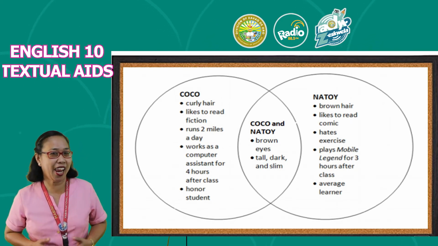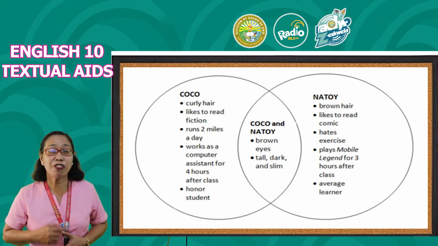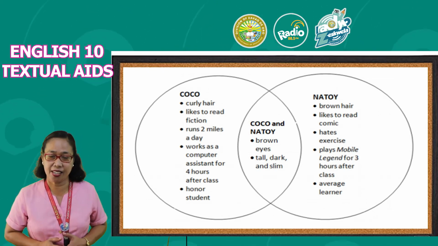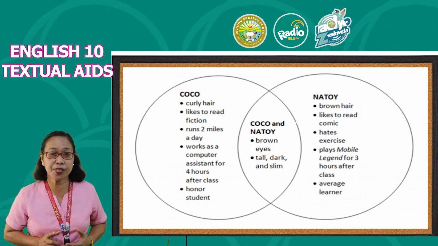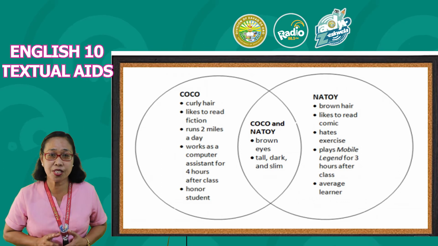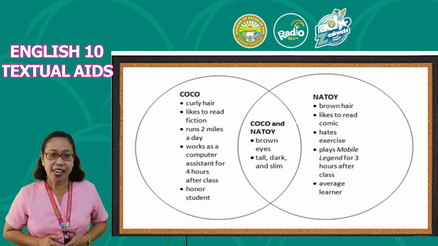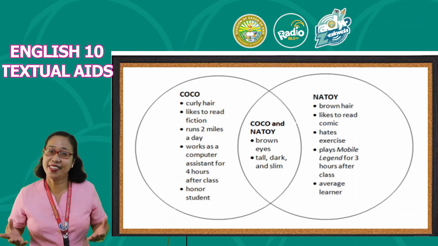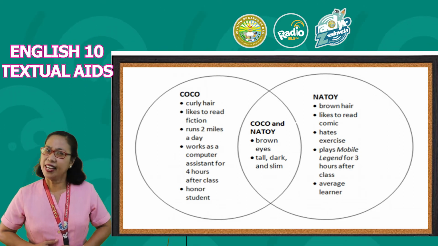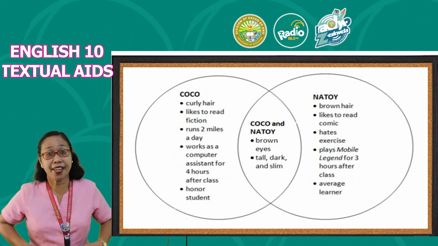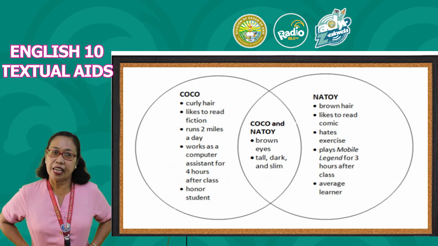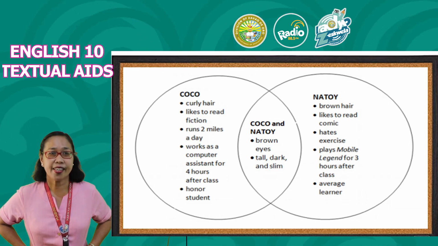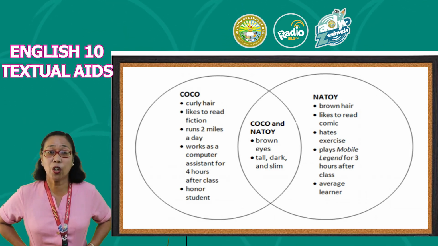Coco has curly hair and likes to read fiction. He runs 2 miles a day. He works as a computer assistant for 4 hours after class and is an honor student. On the other hand, Natoy has brown hair. He likes to read comics and hates exercise. He plays Mobile Legends for 3 hours after class and is an average learner.